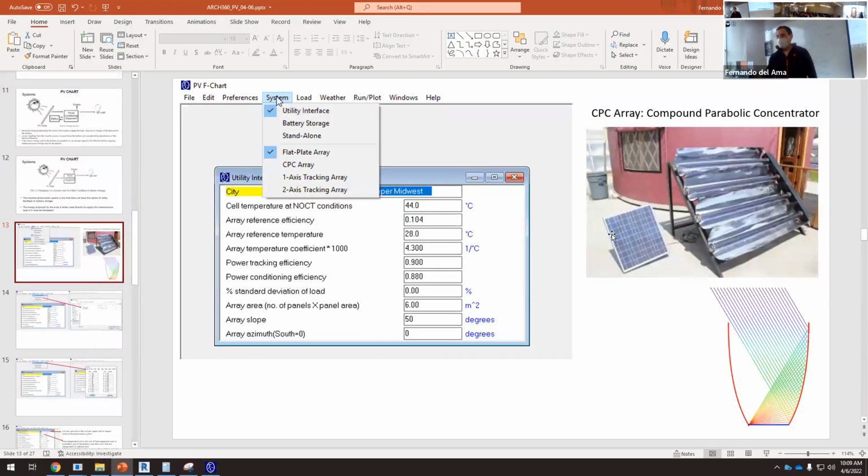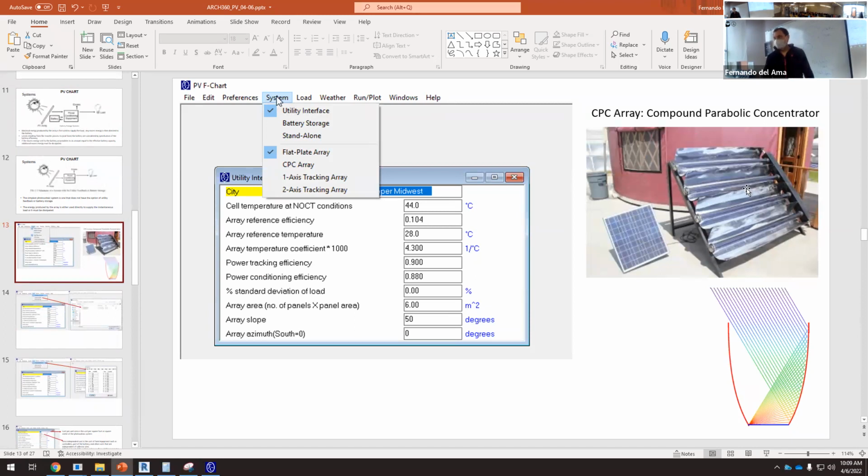Okay, this is the difference between the flat plate and the compound parabolic concentrator. We have PV panels like this, but probably those are more efficient, but they are more difficult to integrate in buildings. So we have this in solar plants. We can use this one in buildings, integrating this in buildings.